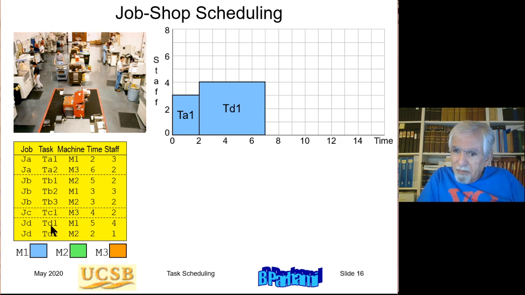So D1, which also uses machine 1, can be scheduled here. It goes from time unit 2 to time unit 7, and it uses 4 staff members. Notice that these 2 boxes do not overlap, meaning machine 1 is used here, and then immediately afterwards it's used to do this task. I can't stack boxes on top of another for the same machine. I can't put D1 up here stacked with A1 because they both use the same machine. Okay, so I can continue.